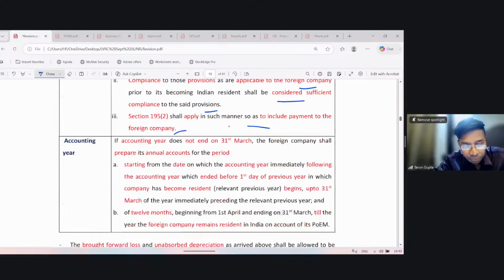Clear? Now the question comes, if the accounting year followed in the foreign country for this foreign company is different from the financial year. It says if the accounting year does not end on 31st March, the foreign company shall prepare its annual account for the period starting from the date on which the accounting year immediately following the accounting year which ended before the first day of the previous year in which the company becomes resident begins, up to 31st March of the year immediately preceding the previous year, and of 12 months beginning from 1st April and ending on 31st March till the year the foreign company remains resident in India. Okay.